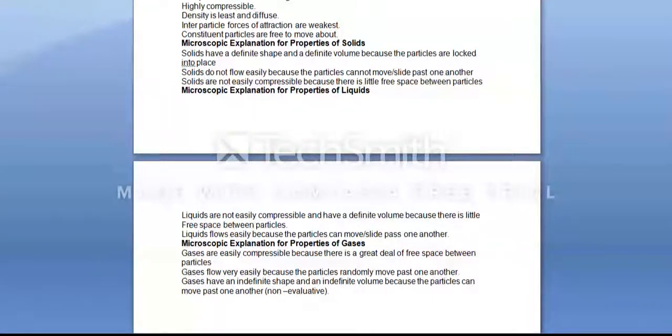Microscopic explanation for liquids. Liquids are not easily compressible and have a definite volume because there is little free space between particles. Liquids flow easily because the particles can slide past one another. Microscopic explanation for properties of gases. Gases are easily compressible because there is a great deal of free space between particles. Gases flow very easily because the particles randomly move past one another. Gases have an indefinite shape and an indefinite volume because the particles can move past one another.